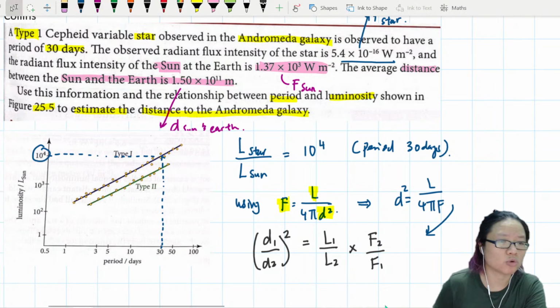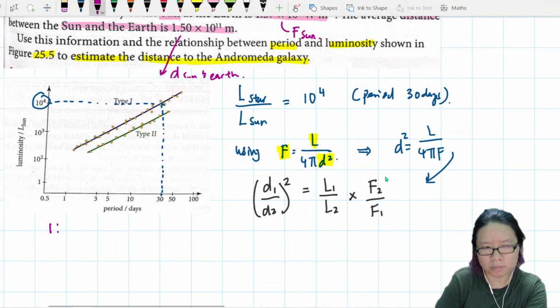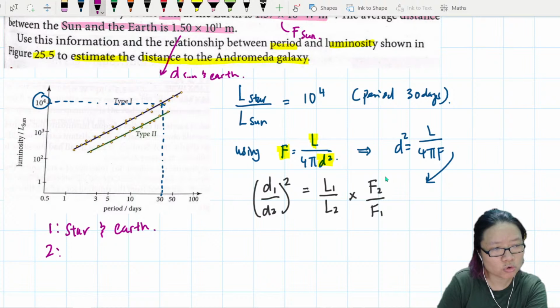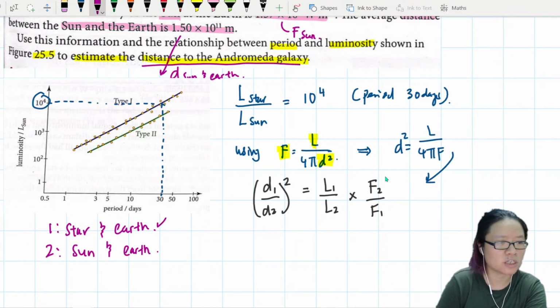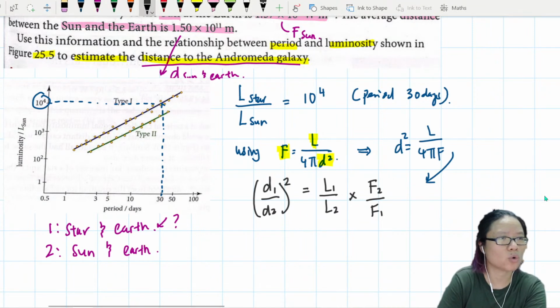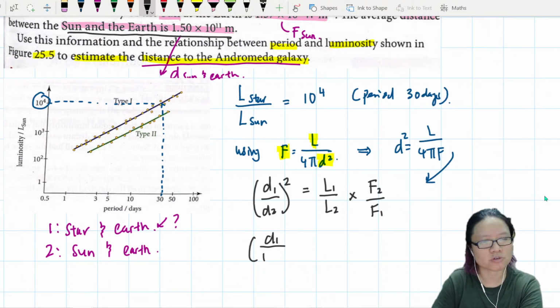So when it comes to this kind of ratio, I'm going to make it obvious here. Let 1 be the distance and the flux between the star and Earth. 2 between the sun and Earth. We want the distance of the galaxy from the Earth. So this is what we are looking for. We are looking for D1. Okay, so do we have the distance from the sun and the Earth? Got it here. D sun and Earth is 1.5 times 10 to the power 11. So put 1.5 times 10 to the power 11, squared.